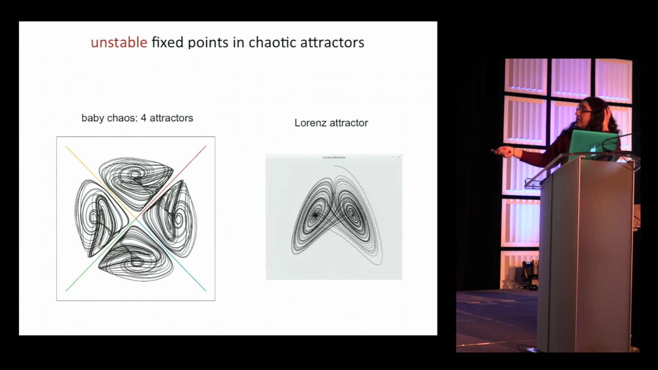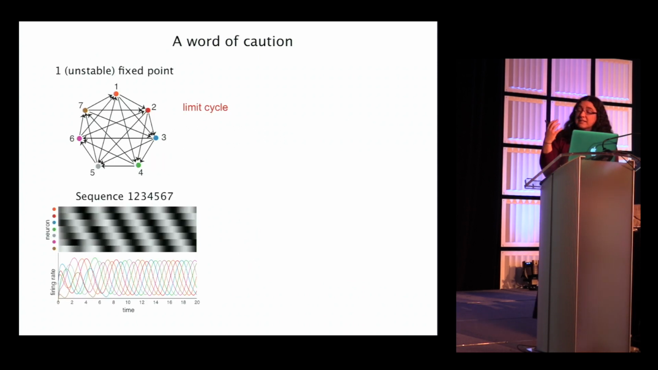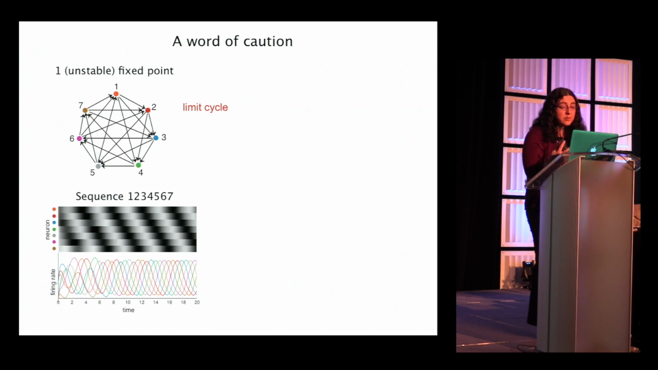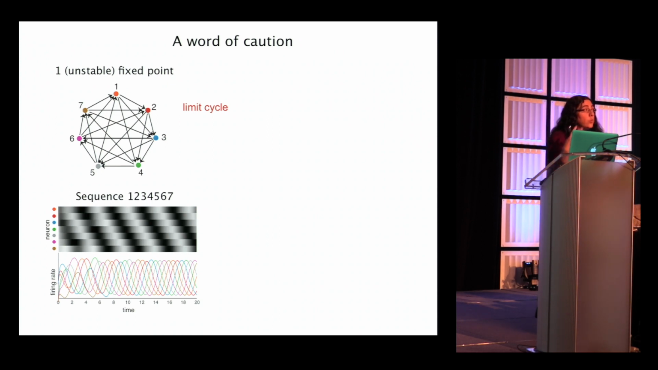And in the Lorenz attractor, the famous chaotic attractor you've probably all seen, you also have these unstable fixed points in the middle here that are kind of controlling the dynamics. So our strategy is going to really be to look at unstable fixed points as a way of predicting which attractors survive to the larger network and how the dynamics are shaped.